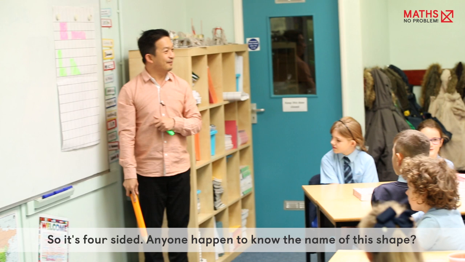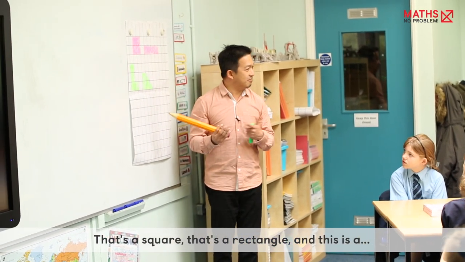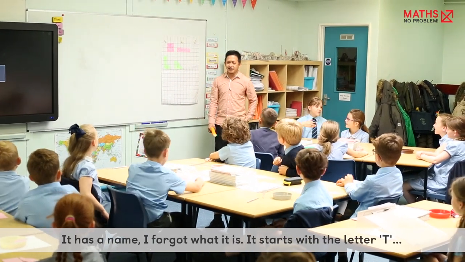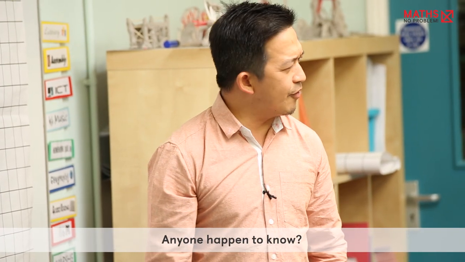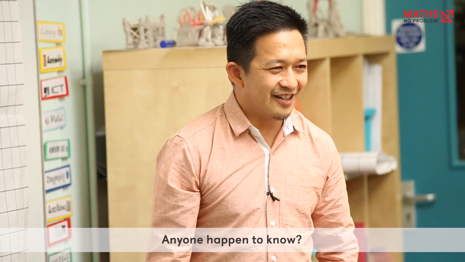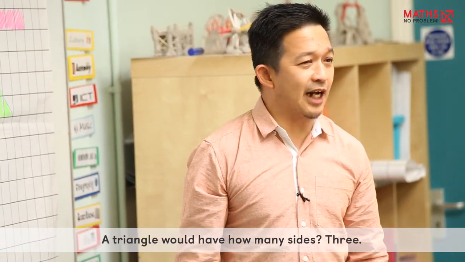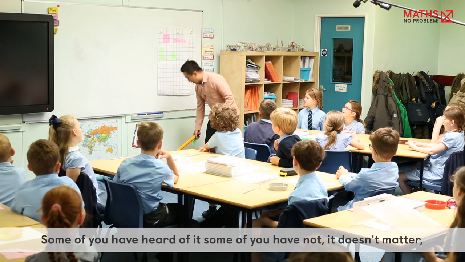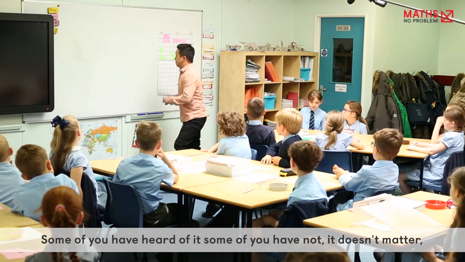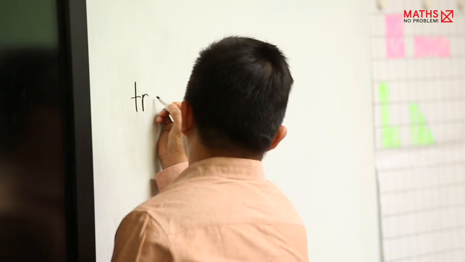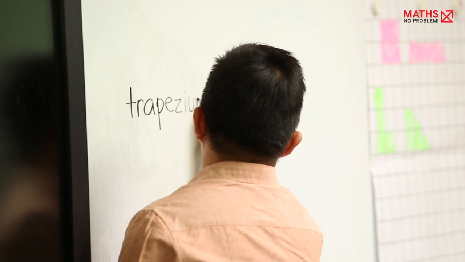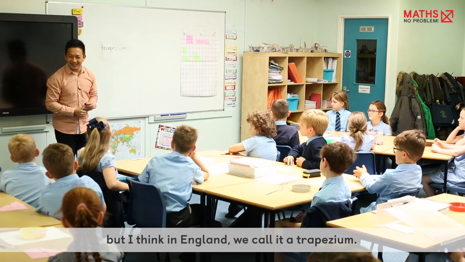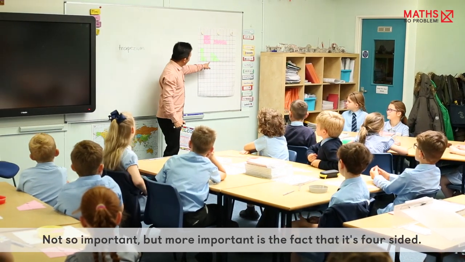Anyone happen to know the name of this shape? That's a square, that's a rectangle, and this is a... It has a name, I forgot what it is. It starts with the letter T. Anyone happen to know? Is it a triangle? A triangle would have how many sides? Three. This is a trapezium. Have you heard of it? Some of you have heard it, some of you have not. It doesn't matter. Some people in other parts of the world might call it a trapezoid, but I think in England we call it a trapezium. Not so important, but more importantly it's four-sided.